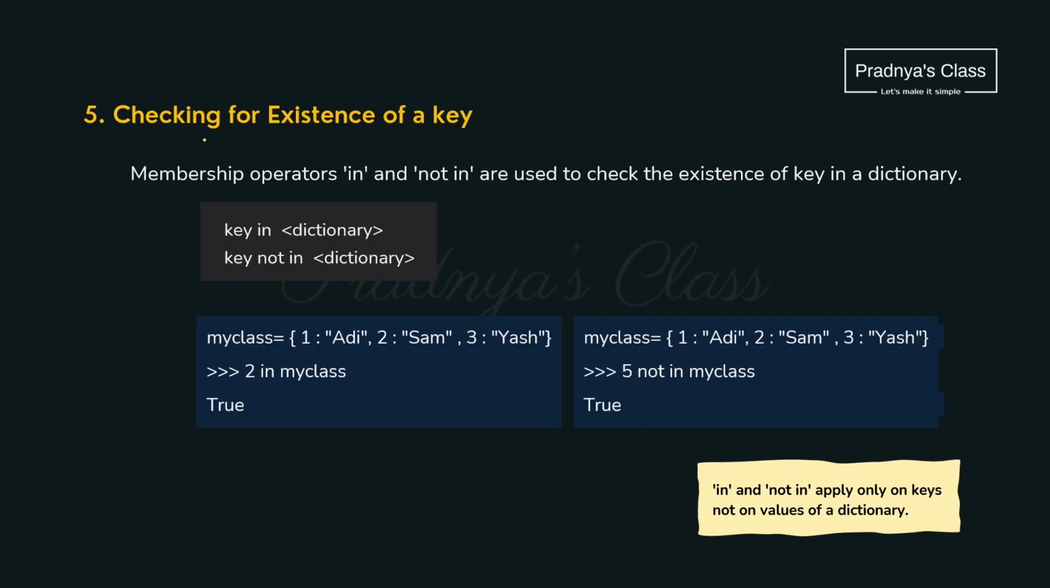This is also one of the operations: checking the existence of the key. Before performing any other operation and getting error, we can check whether the key exists in the dictionary or not. If yes, then we can perform the required operation. If not, accordingly we will be going ahead. For that we use in and not in membership operators.